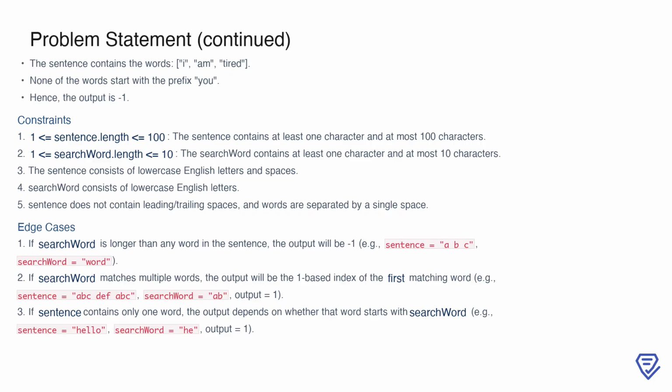Finally, let's discuss the constraints and edge cases. The sentence will always have a length between 1 and 100 characters, with words separated by single spaces, and the search word will be between 1 and 10 characters long. Both the sentence and search word will only contain lowercase English letters. In edge cases, if the search word is longer than any word in the sentence, the output will be -1. If the search word matches multiple words, we return the index of the first match. If the sentence has only one word, the output depends on whether that word starts with the search word.